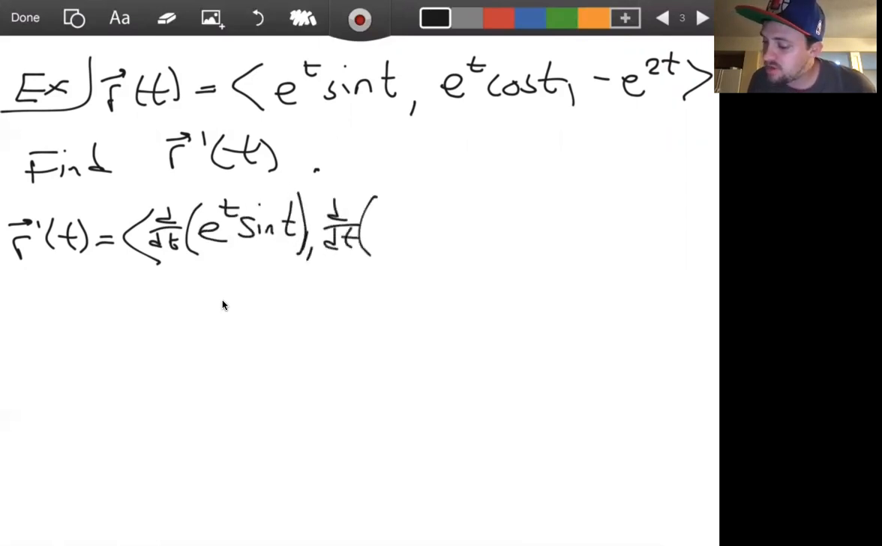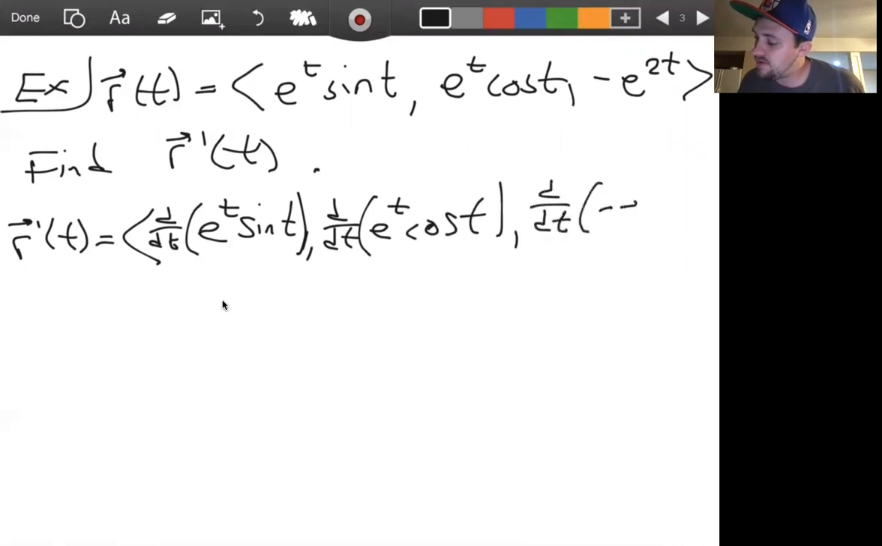And then in the next component, it'll be d/dt of e^t cos t. And then in the third component, it's going to be d/dt of negative e^(2t), right? And so now we just have three Calc 1 derivatives to take here.